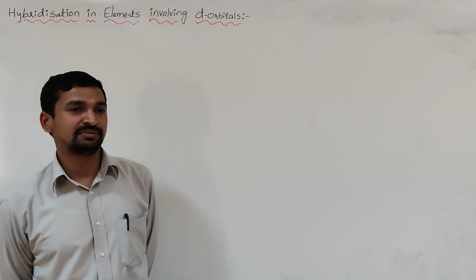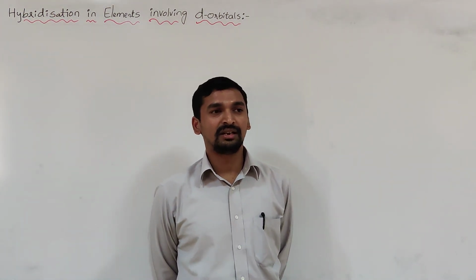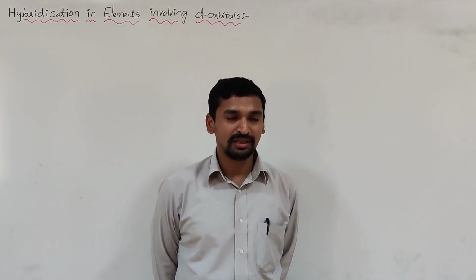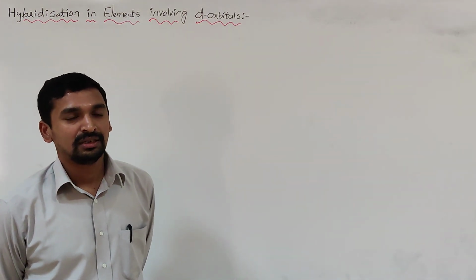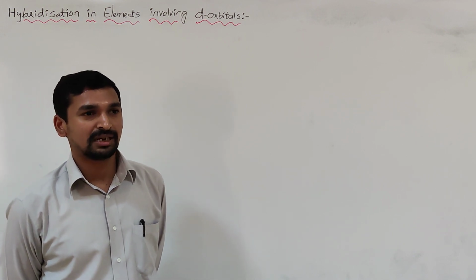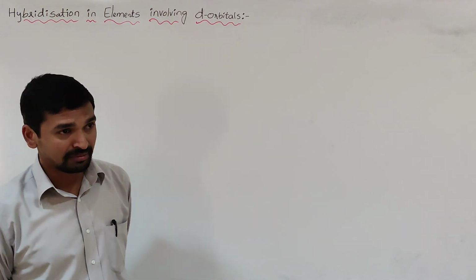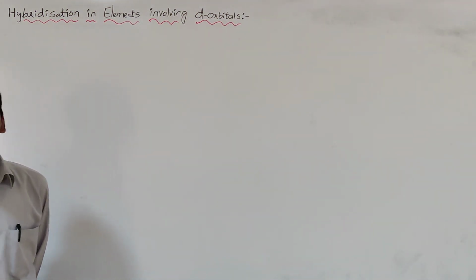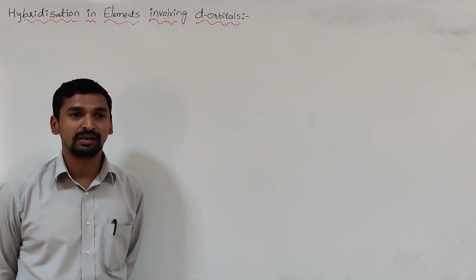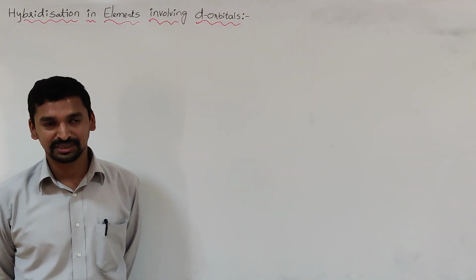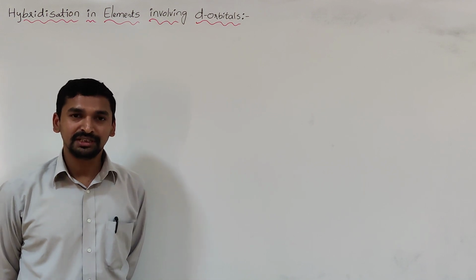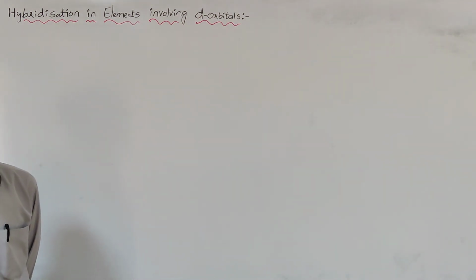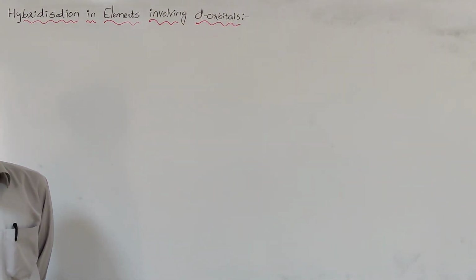So, in all the examples we discussed, the central atoms belong to the second period elements. In the second period elements, only s and p orbitals are present. But when it comes to the third period elements, in addition to the s and p orbitals, d orbitals are also present. These d orbitals are comparable in energy with the s and p orbitals.